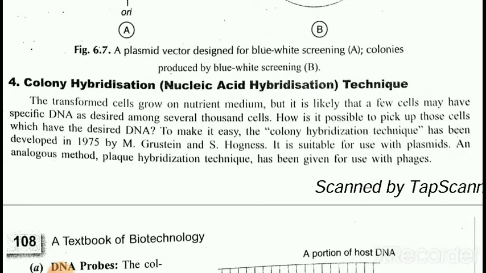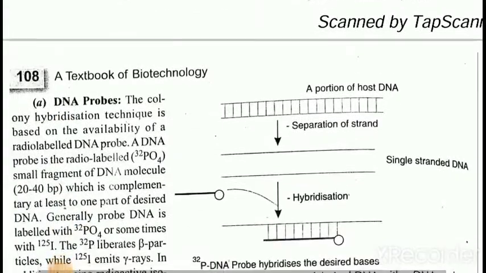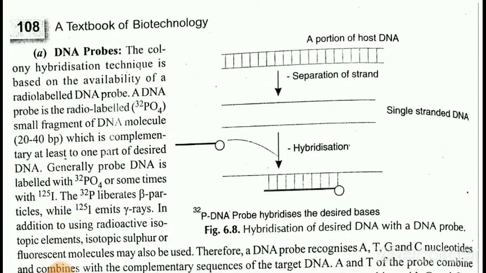It has suitable use with plasmids. An analogous method, the plaque hybridization technique, has been developed for use with phages. DNA probes. The colony hybridization technique is based on the availability of a radiolabeled DNA probe. A DNA probe is a radiolabeled (32P) small fragment of DNA molecule, 20 to 40 bp, which is complementary at least to one part of the desired DNA.